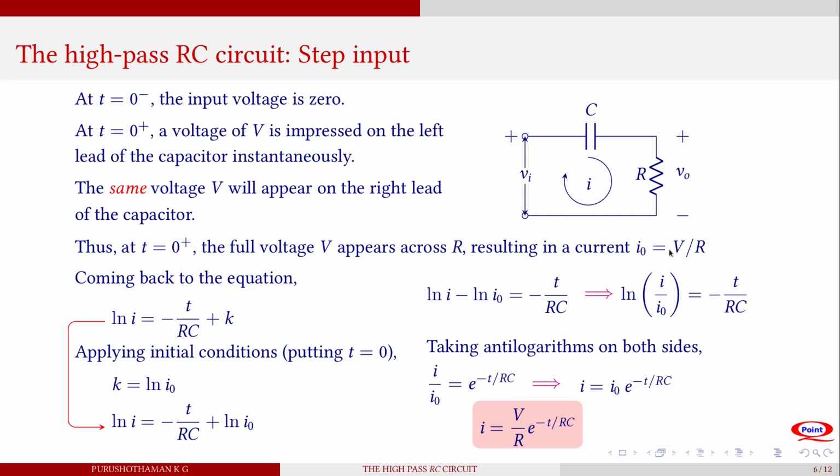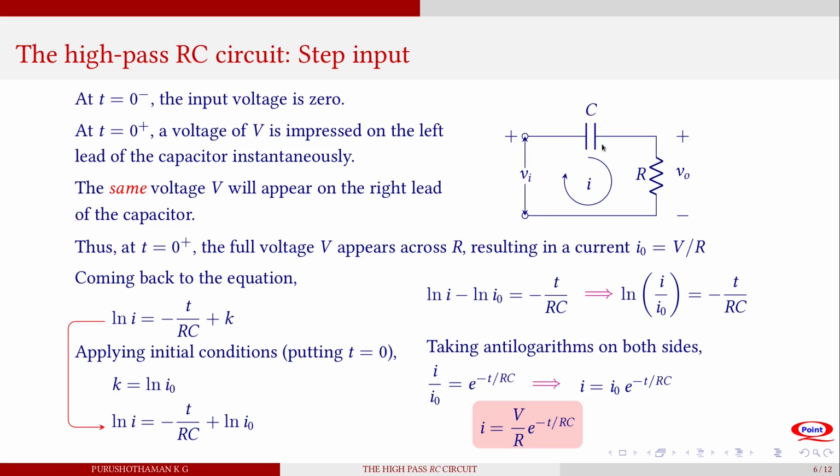See, if you look at the equation, if you put T equal to 0 in this equation, the current is V by R, as what we have mentioned earlier. So at T equal to 0, this current is V by R. And as time goes on, the current exponentially decreases. You can see the e raised to minus T by RC, the current is exponentially decreasing. So as time increases, the current decreases.